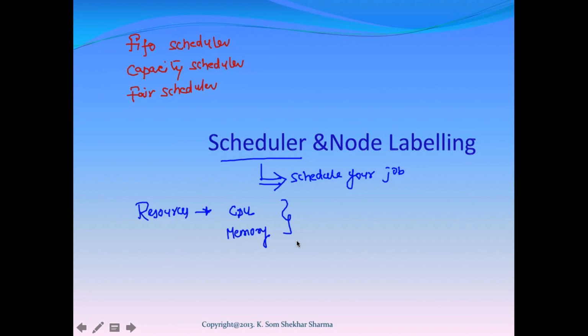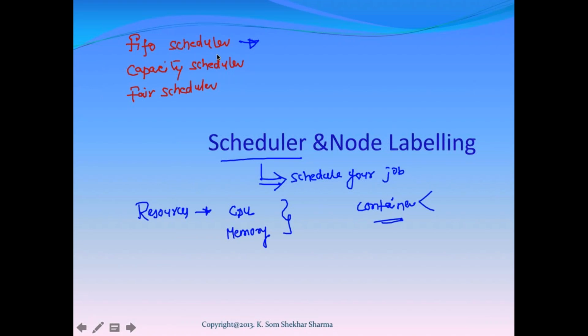With respect to the YARN framework, it is basically containers. When the containers are getting launched, what should be the minimum CPU and the minimum memory that will be allocated to each of the containers that are submitted? Now you have this FIFO scheduler. It stands for first in, first out scheduler.